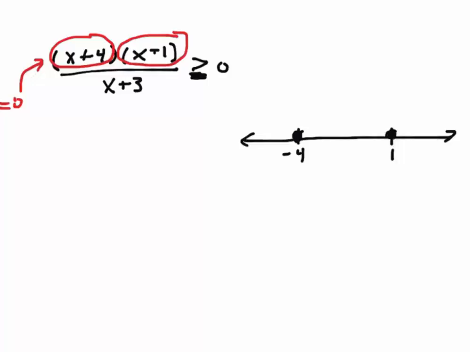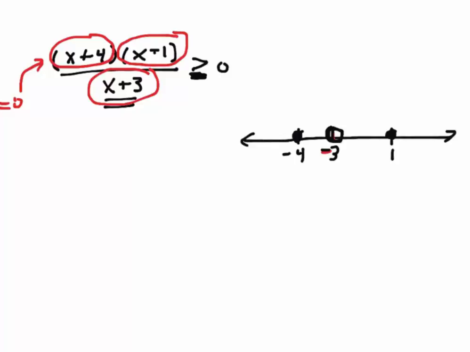And then the third critical value doesn't come from where the function equals 0, but where it's undefined, which would be at x equals -3. Now, you obviously do not want a 0 in the denominator, so that is a critical value, but we wouldn't include it because that would give us a 0 denominator. So these 3 points are the only places where potentially the graph could cross from above the axis to below the x-axis or vice versa.